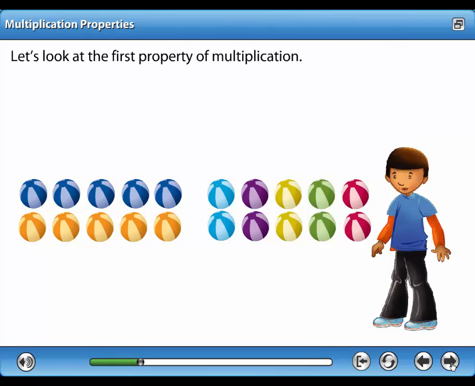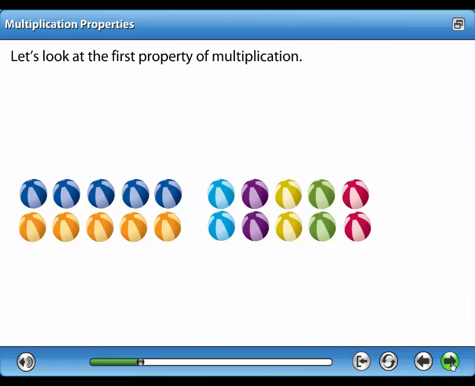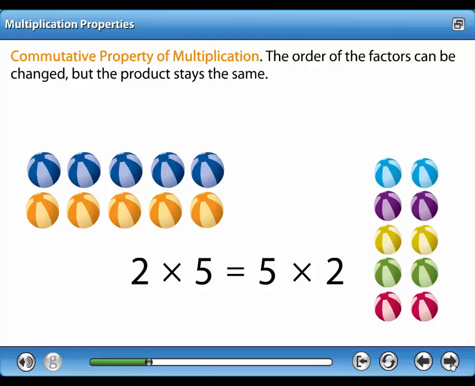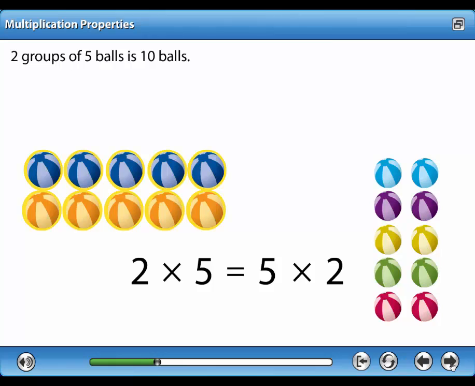Let's look at the first property of multiplication. Commutative property of multiplication. The order of the factors can be changed, but the product stays the same. 2 groups of 5 balls is 10 balls. 5 groups of 2 balls is 10 balls.